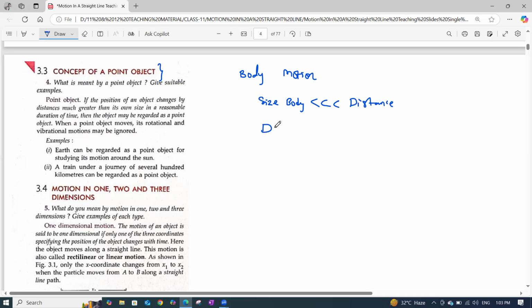In other sense, distance traveled by the body is very, very much greater than the size of the body. Then that body is considered as a point object. For example, consider one bus. This is a bus which is traveling from Kashmir to Kanyakumari.